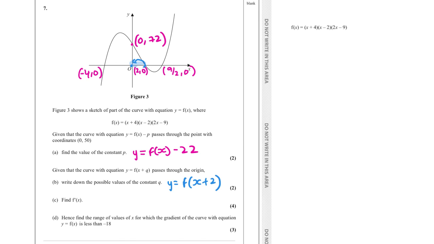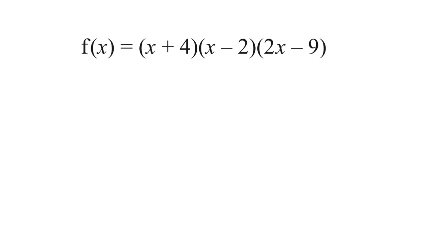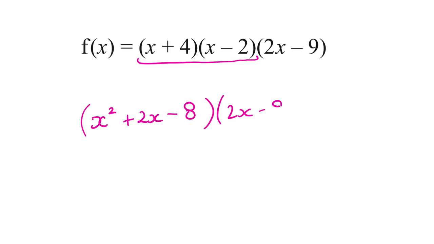Okay, I need to expand this. So let's do some expanding. I'm going to start with these two first. So x squared plus 2x minus 8. Now I'm going to multiply that by 2x minus 9.